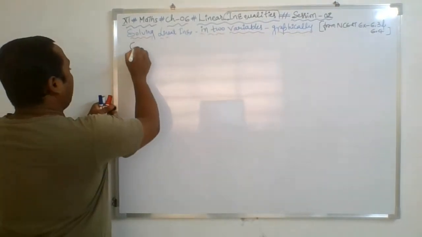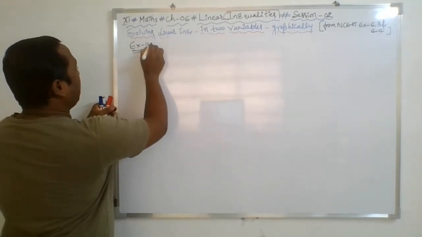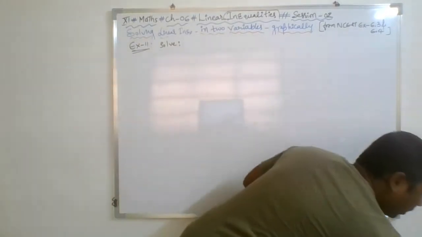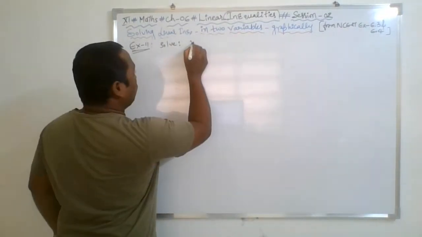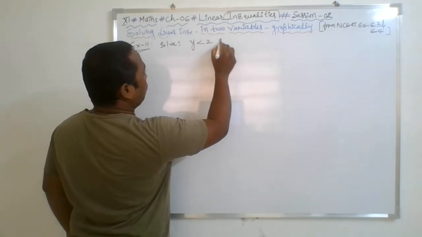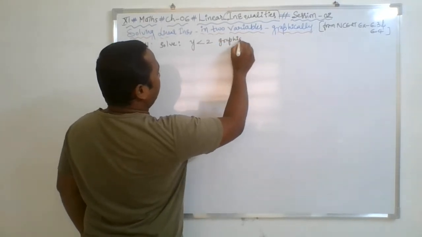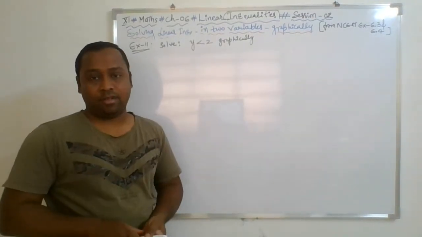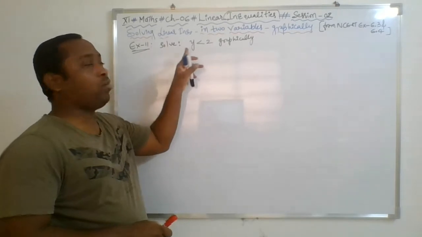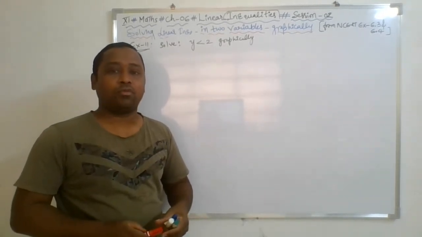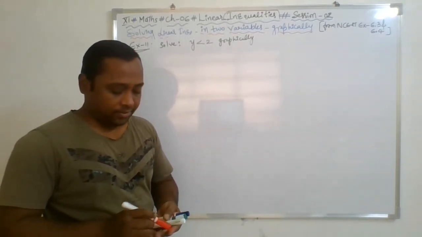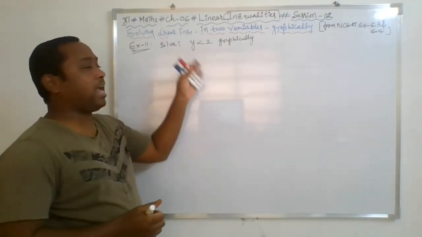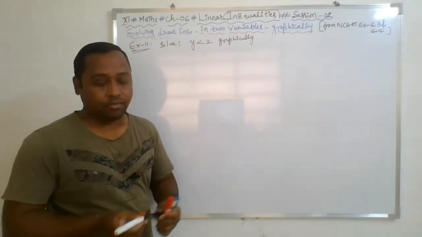What is example number 11? Again, solve y is less than 2 graphically. That's it. There is no x, but you may write it as 0x plus y is less than 2. It doesn't make any difference, just to say that it is in two variables. Otherwise, you may simply carry on with the inequality as given.